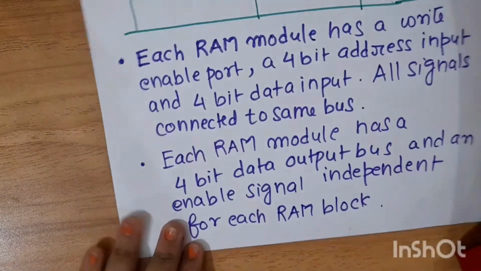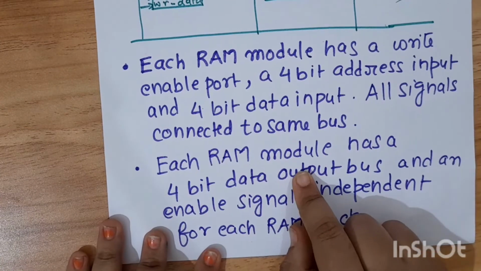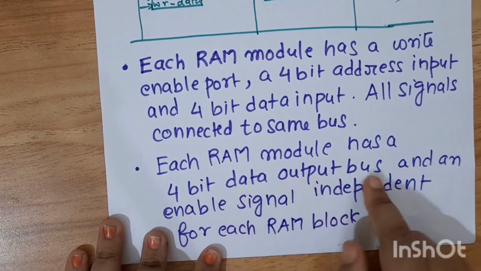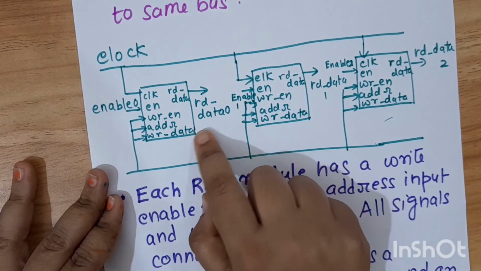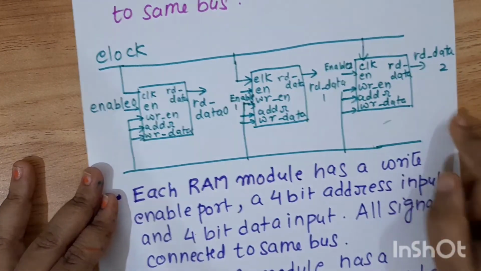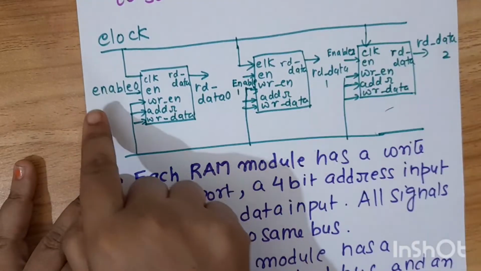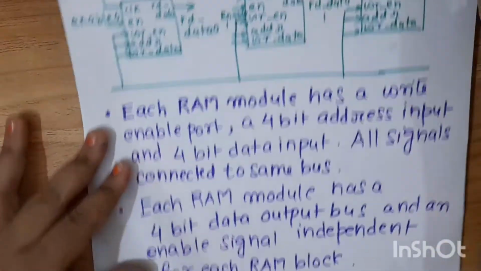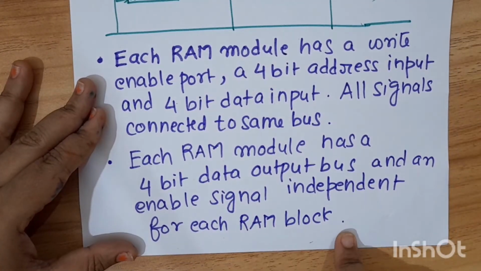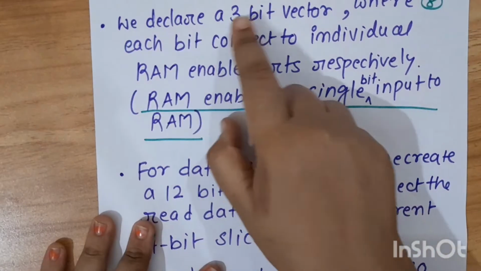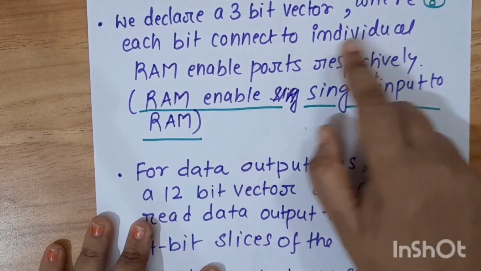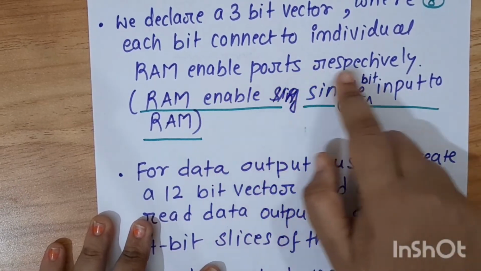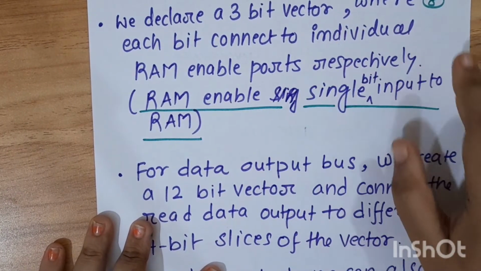Each RAM module has a 4-bit data output bus. I spoke about RD underscore read data 0, read data 1, read data 2. And there is an enable input also independently applied to all the RAM blocks. Now we declare a 3-bit vector where each bit is connected to the individual RAM enable ports respectively.